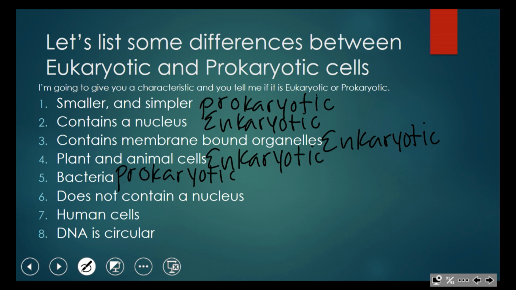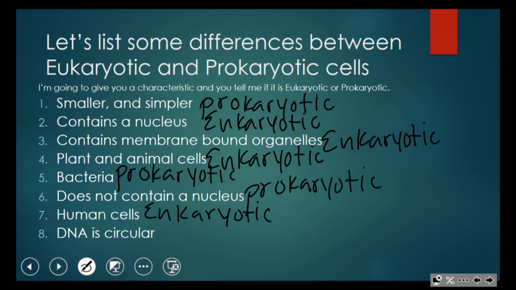Number 6, does not contain a nucleus. Let's remember that pro means no, no nucleus. So prokaryotic cells do not have a nucleus. Great, just a couple more of these. Okay, so human cells. What'd y'all get for that one? That's right, you are eukaryotic. So let's put that here.